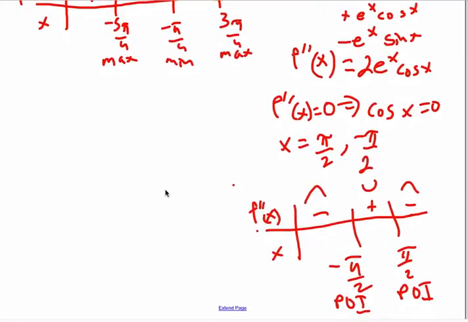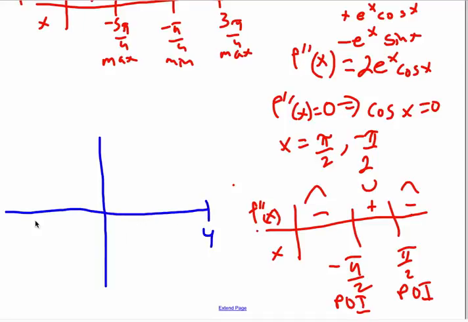Alright, so let's sketch the graph over here. That's not very straight at all. Alright, so let's just use that. Okay, that's a bit better. Okay, that's 4. Let's go 1, 2, 3, 4. 1, 2, 3, 4. And y and x. Okay.